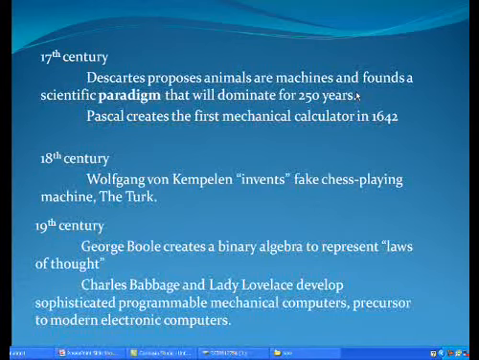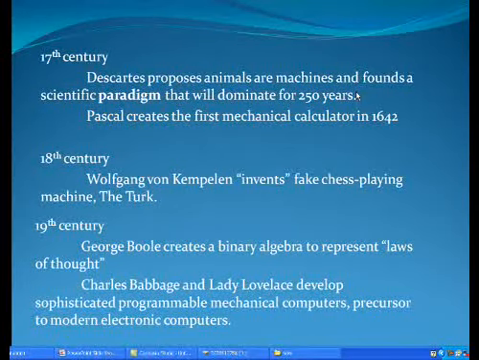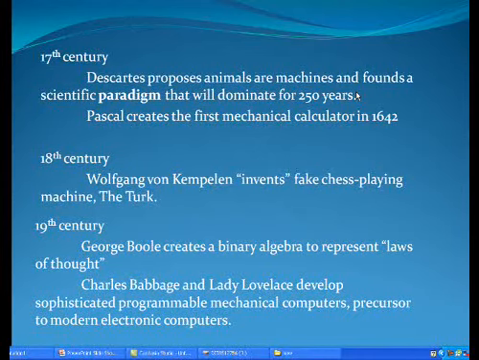Pascal creates the first mechanical calculator in 1642. 18th century: Wolfgang von Kempelen invents a fake chess-playing machine, the Turk. 19th century: George Boole creates a binary algebra to represent laws of thought. Charles Babbage and Lady Lovelace develop sophisticated programmable mechanical computers, precursors to modern electronic computers.